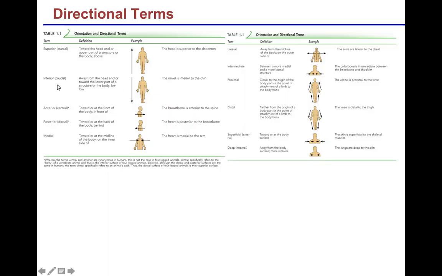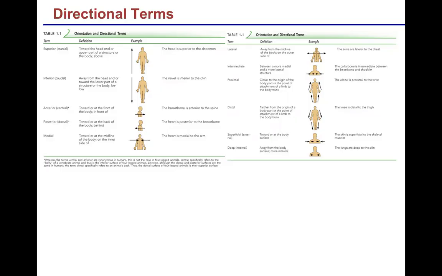So superior and inferior. For example, the head is superior to the abdomen. These terms you have to understand in pairs. Again, the head is superior to the abdomen, or I can say the abdomen is inferior to the head. It's the same thing we're talking about in a slightly different language, okay? Towards the head region, it's superior. Away from the head region is inferior.